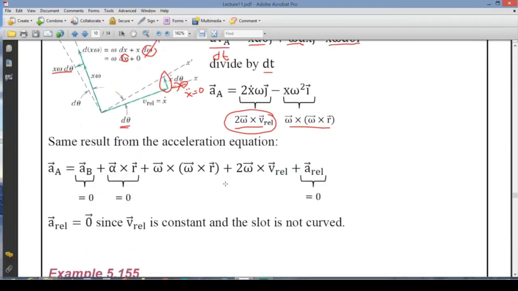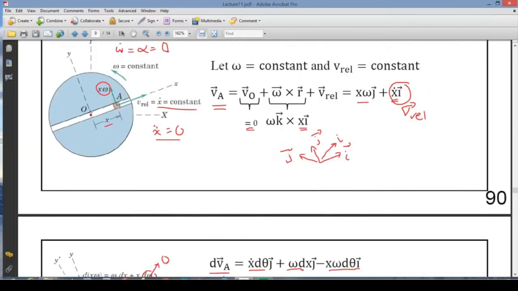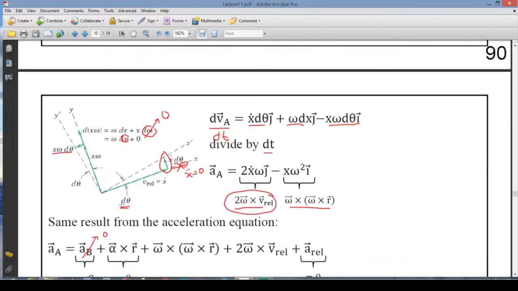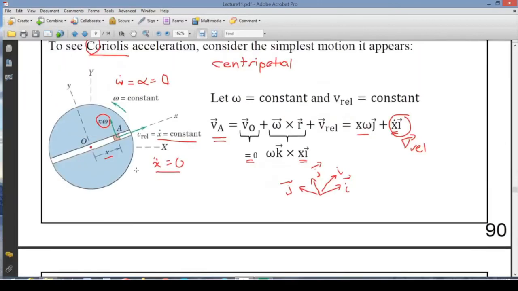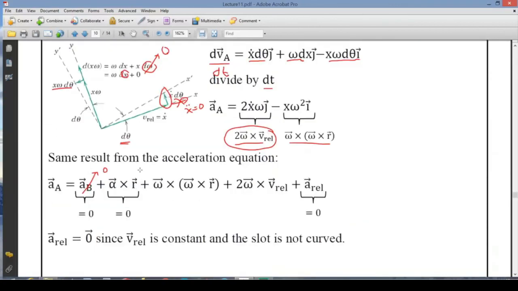We can investigate the same thing from our equation. The absolute acceleration of B point, in this case happens to be O point, is equal to 0, because O point is a stationary point right over here. Then we have alpha cross product R. Alpha is defined to be 0 because omega dot is defined to be 0. So this part cancels out.